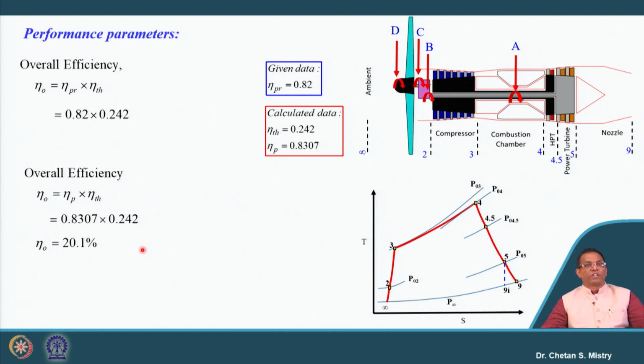Similarly, if we do the calculation, our propeller efficiency is given as 82%. Thermal efficiency we have calculated as 24.20%, and it gives overall efficiency to be 19.84%. So here it's a little tricky to understand and put the numbers. At an initial stage of the discussion I said that whenever propeller efficiency is not given, you can assume that efficiency to be 80%. So these are the ways to calculate our overall efficiency also.